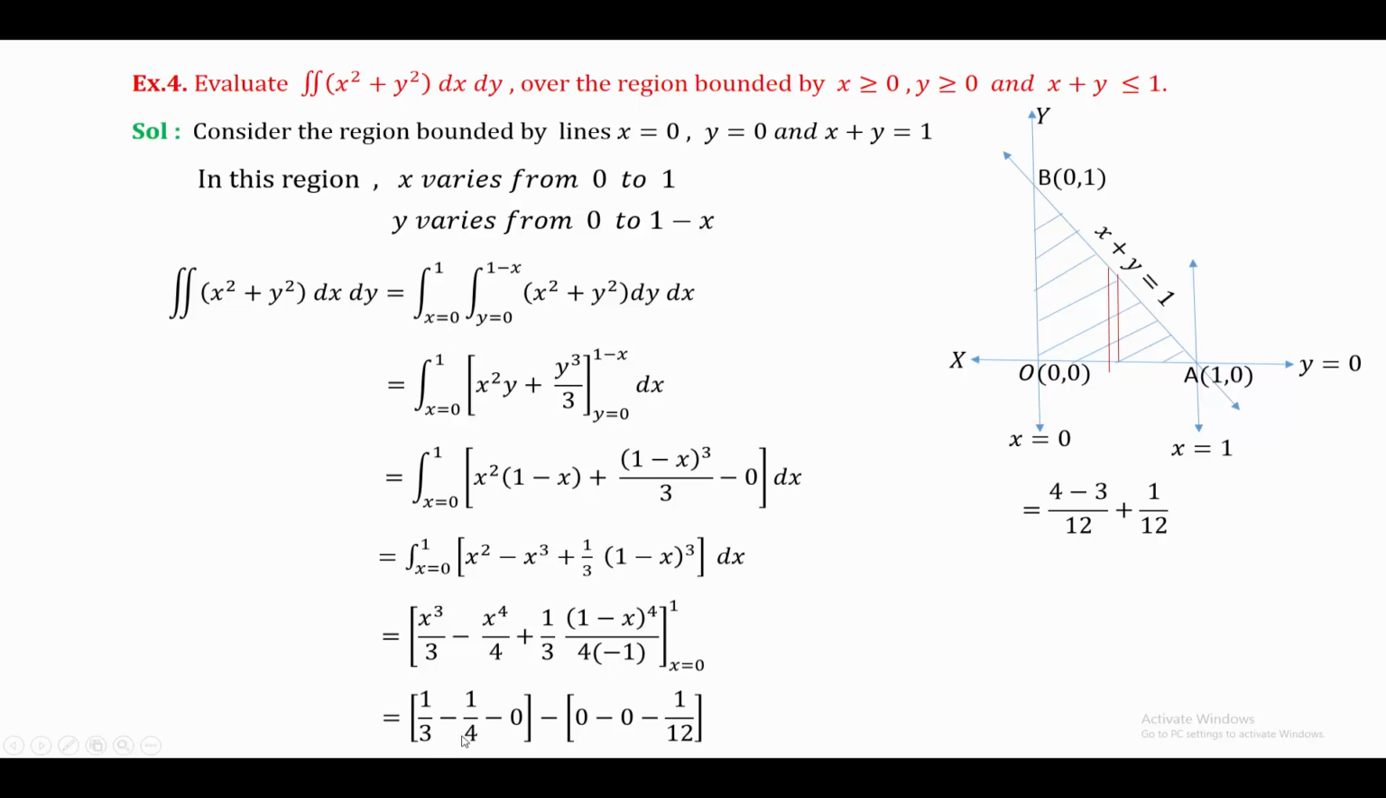we get LCM in the first bracket. 3 4s are 12, 12, multiply the first term by 4, the second term by 3, so 4 minus 3 upon 12, and this minus and minus become plus 1 upon 12. So we get 1 upon 12 plus 1 upon 12 is 2 by 12. 1 plus 1 is 2 by 12 is equal to 1 by 6, is the answer.